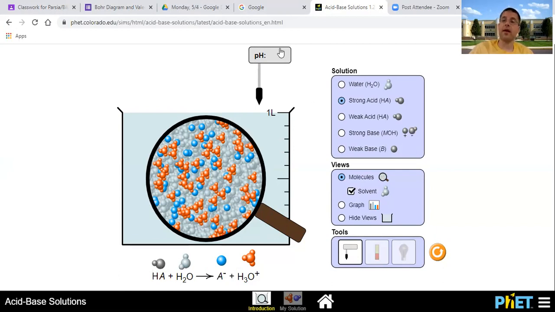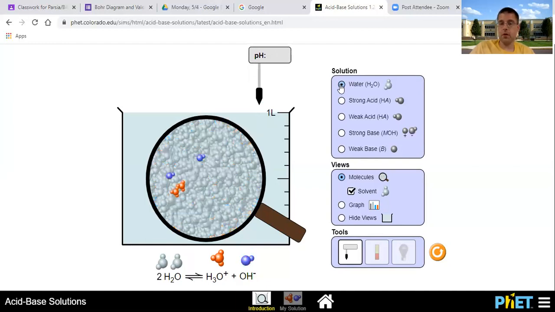Now predict, what kind of pH would you expect? It would be a very low pH, because the higher the concentration of dissociated hydrogen, which leads to hydronium, the lower the pH. Drop this in here, and we have a pH of about 2. So again, 100% dissociation. I'm now going to take this out, and we'll go back to water.